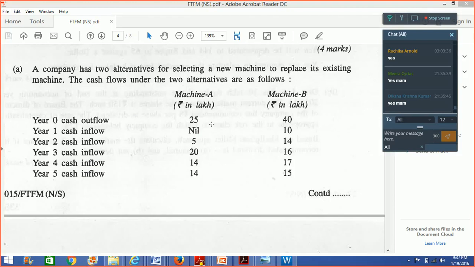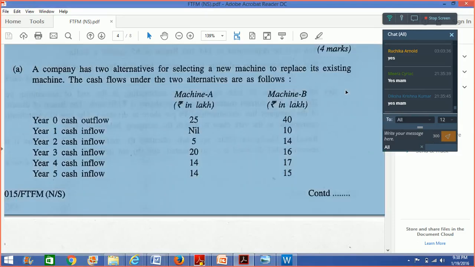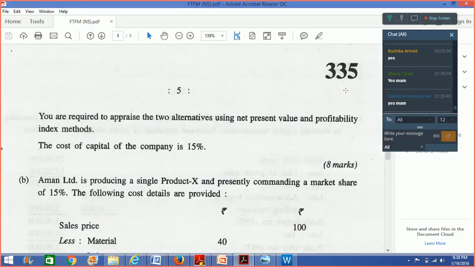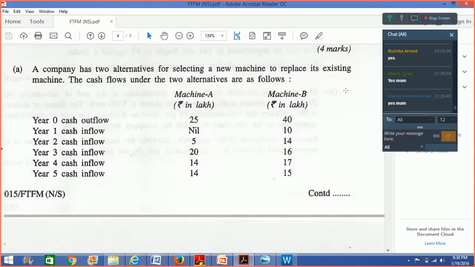And then the cash inflows have been given to you. Year 1, year 2, year 3, year 4, year 5. All these cash inflows have been given to you in the question itself. You are required to appraise the two alternatives using net present value and profitability index methods, and the cost of capital of the company is 15%, and this is an 8-mark question, right? So do you think that you can do this question now?